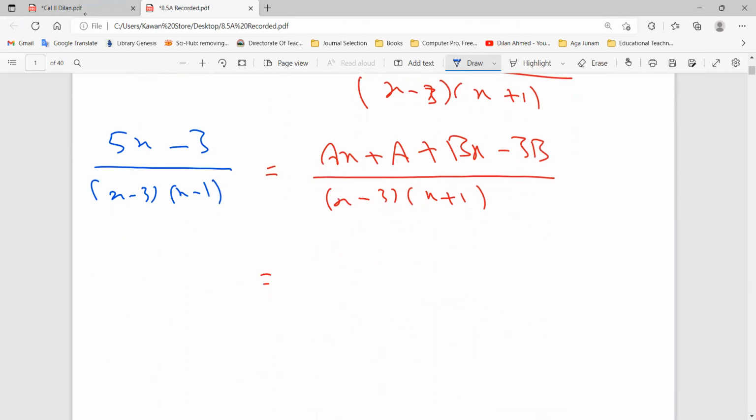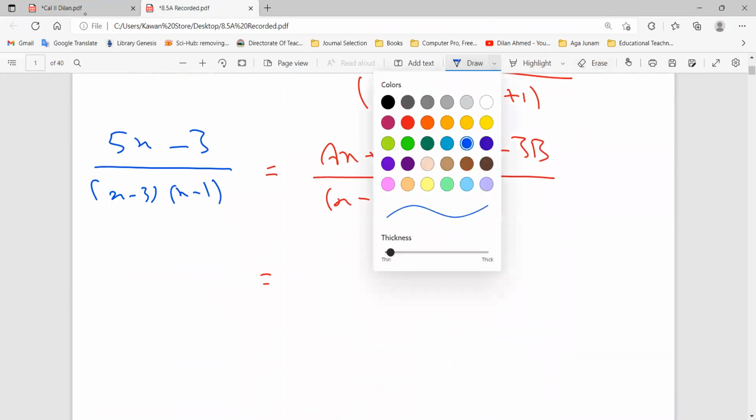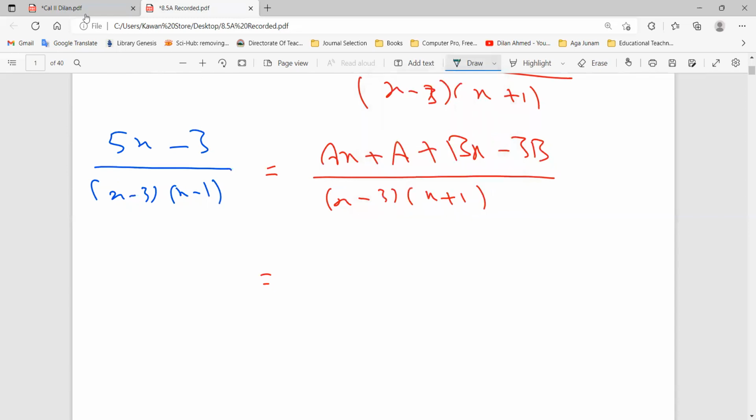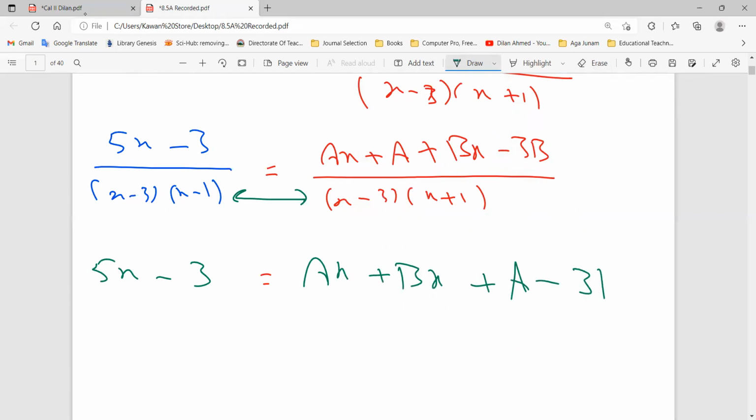Good. Now, I have two fractions and I have equality between them. So in my mind, I say x over y equals z over d. So in that case, y equals y, so x also should be equal to z. Denominator equal to denominator. That's why I say 5x minus 3 is equal to ax plus bx plus a minus 3b.